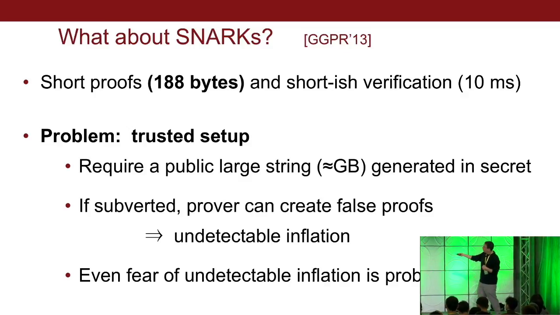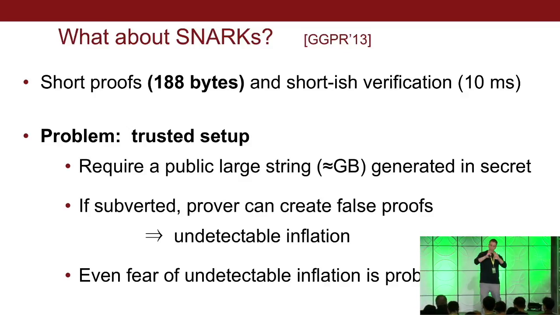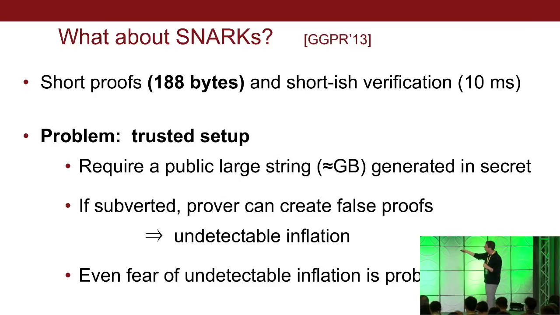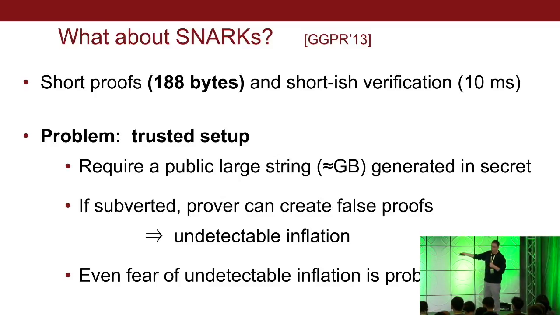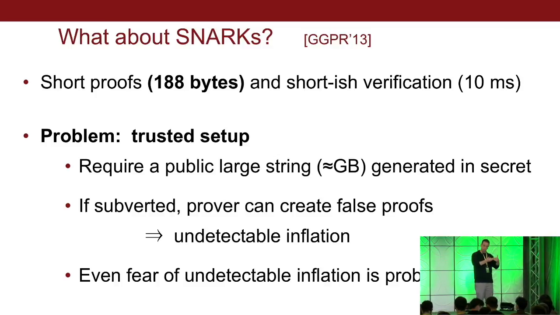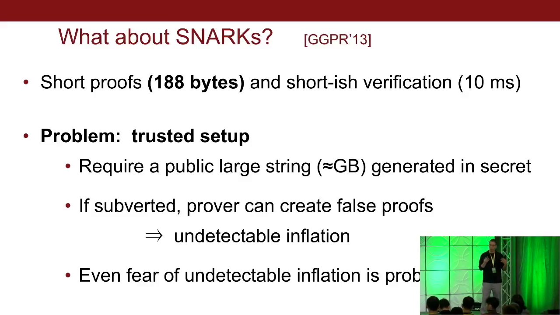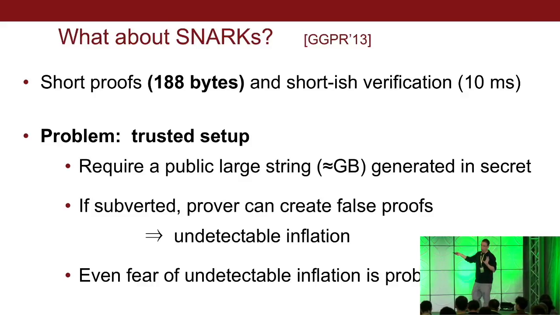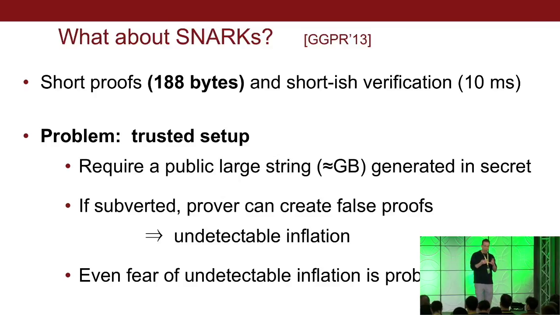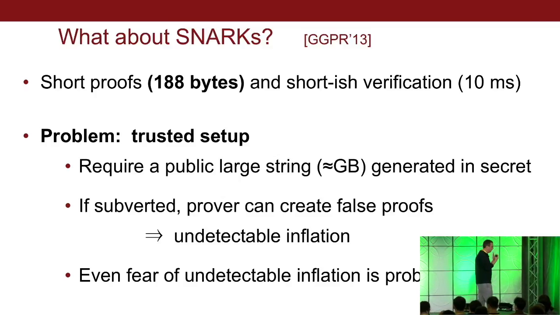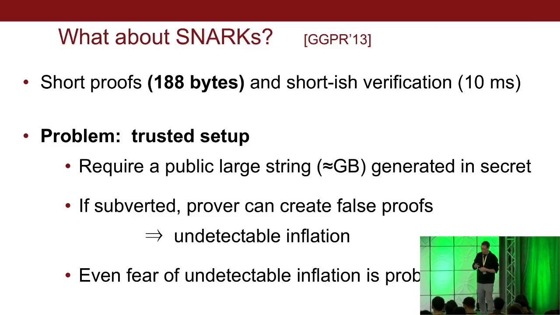And even worse, even if the ceremony was done perfectly and the setup was done perfectly, just the fact that there's a fear of undetectable inflation, which no one will ever know about, because remember, everything is hidden on the blockchain. No one will ever know that this is happening. Just the fear that this is possible is already enough to put a confidential transaction system in jeopardy. Yeah, is that clear? So just the fear of a malicious trusted setup is quite problematic.